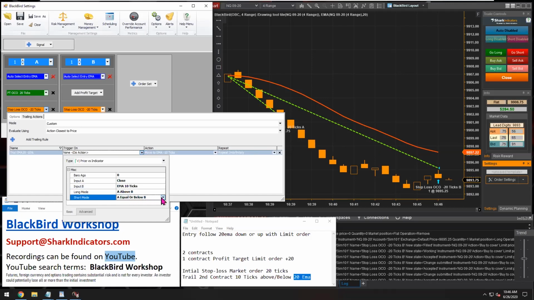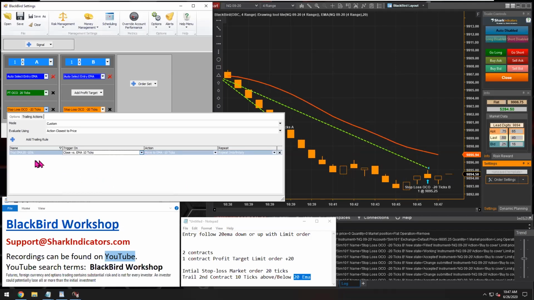And then for a short, that's just going to be the opposite, A below B. Basically, this puts in a monitoring condition. So BlackBird will make sure that the close of the bar is above the EMA20 by at least 10 ticks or more. And once this condition happens, then the stop loss can start trailing the EMA20 minus 10 ticks, right? So there's an extra check that you can put in to make sure that your stop loss isn't going to close out your trade right away.